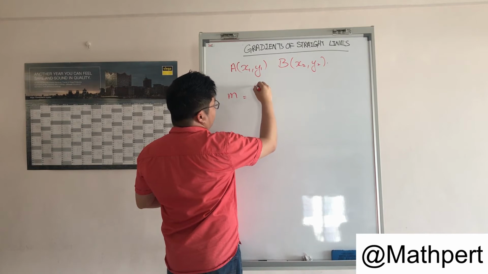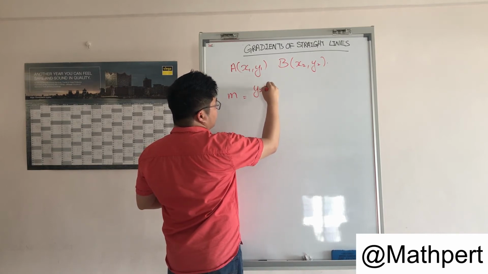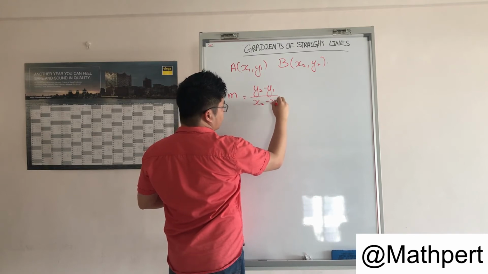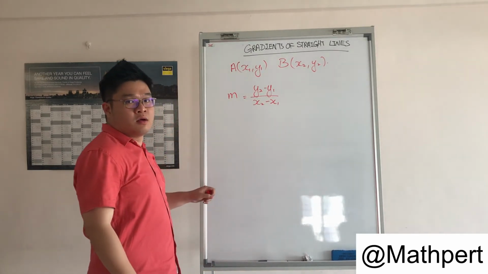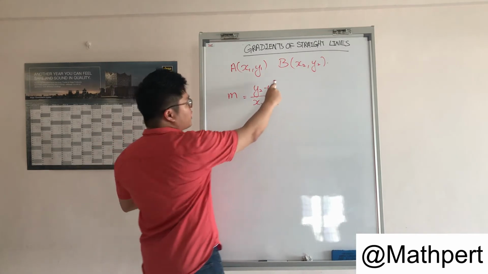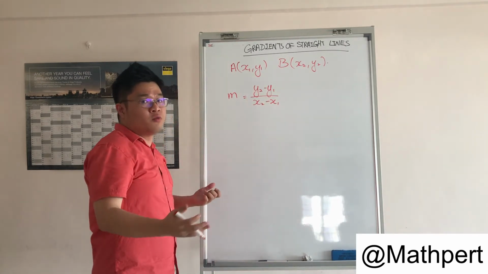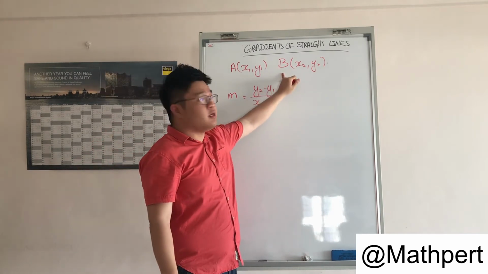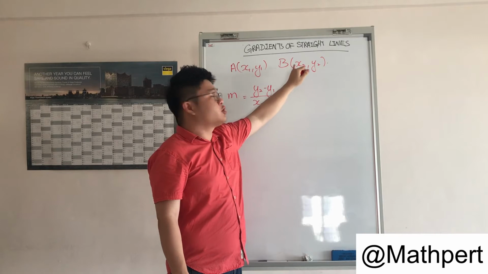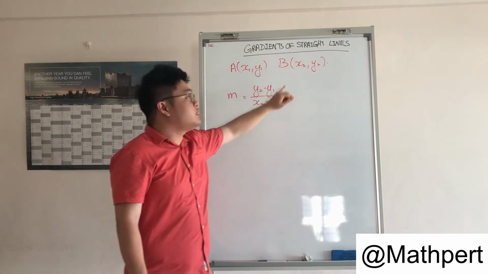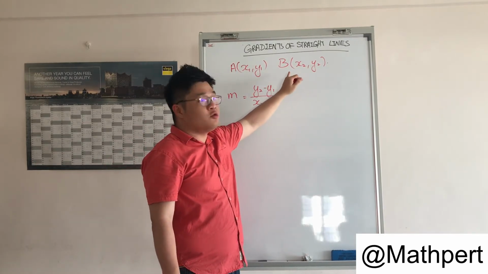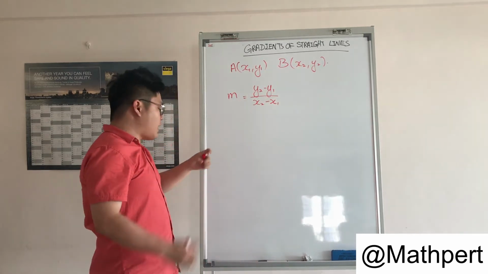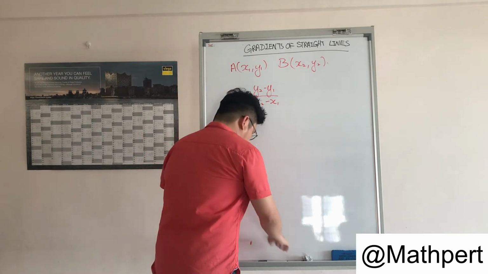Gradient equals y2 minus y1 over x2 minus x1. Okay? It doesn't matter which one is y1, which one is y2, which one is x1, which one is x2. As long as if you decide B is 2, then make sure it's x2, y2. If you decide B is 1, then make sure you put x1 and y1. So let's take a look at an example.